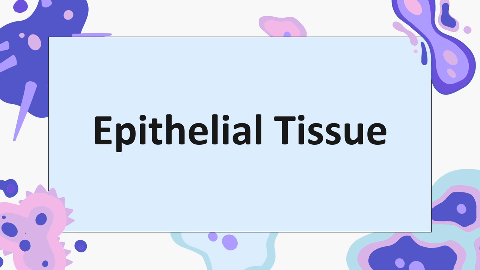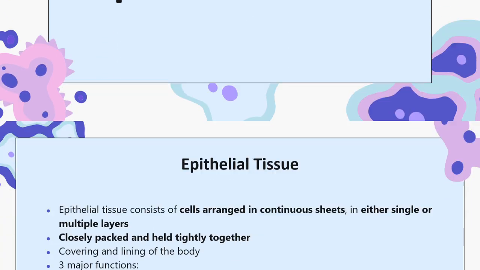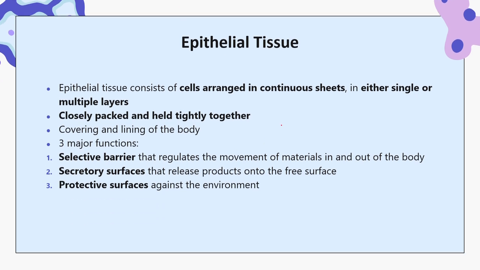Epithelial tissue is the simplest form of tissue present in the human body, and it is arranged in continuous sheets in either single or multiple layers. Epithelial tissue consists of cells which are arranged in a sheet-like manner. They are present in either a single layer or multiple layers on a basement membrane, and they are arranged compactly, very closely, and held together tightly with the help of different types of junctions.